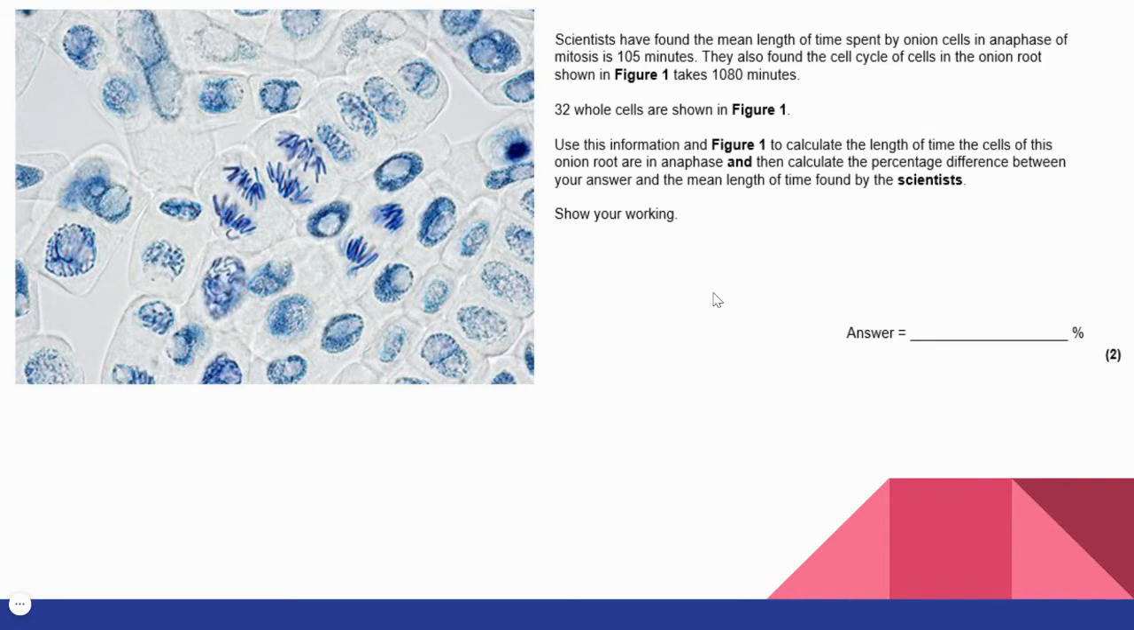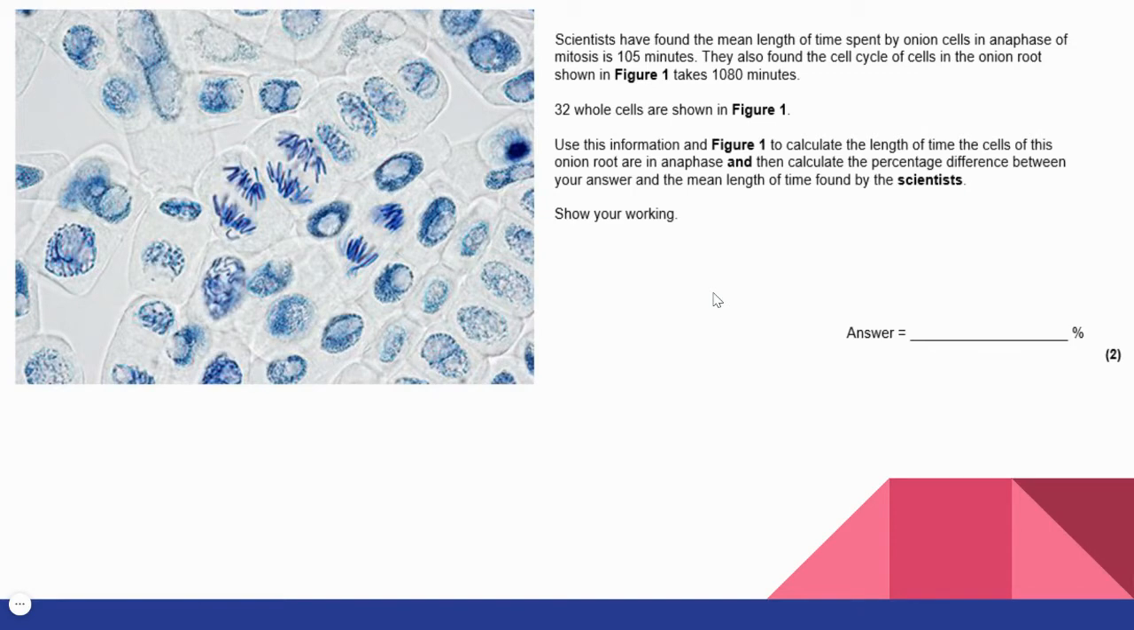Use this information and figure 1 to calculate the length of the time the cells of this onion root are in anaphase, and then calculate the percentage difference between your answer and the mean length of time found by the scientists. Show your working, 2 marks. So here, first thing is you have to use the information given in the photomicrograph, and you have to use the information given in the question context.